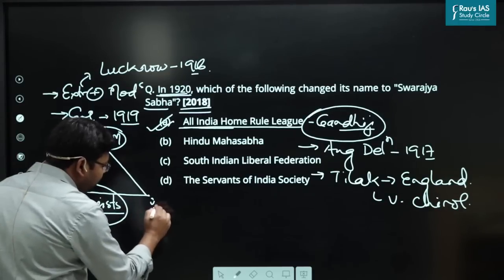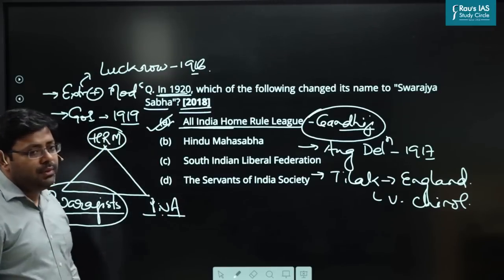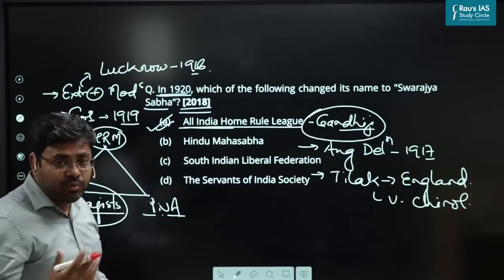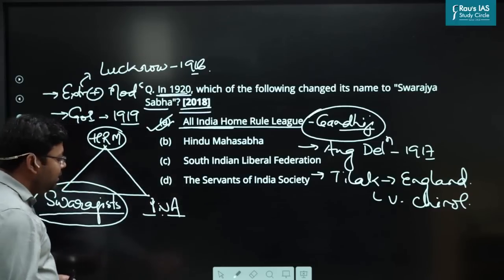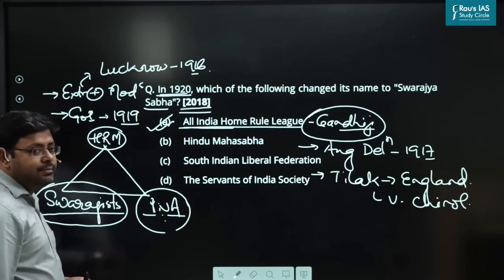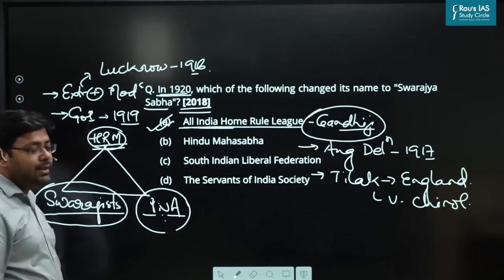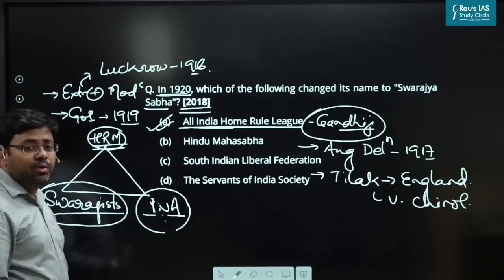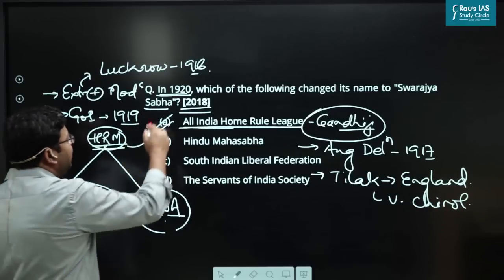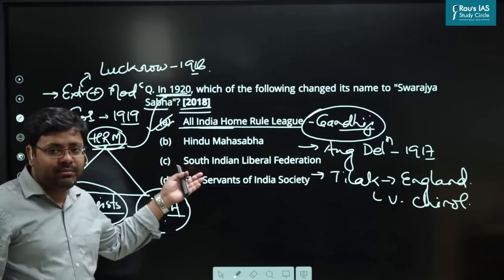The third political filler was INA, Azad Hind Fauj. After the Quit India movement had failed, there was no political activity in India, and this political gap was filled by INA. So the first major political filler in the Indian national movement was the Home Rule movement. But by 1920, it was completely on decline, and that is why it was renamed as Swarajya Sabha by Gandhiji. Simple.